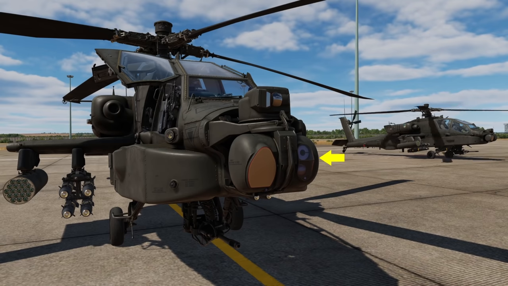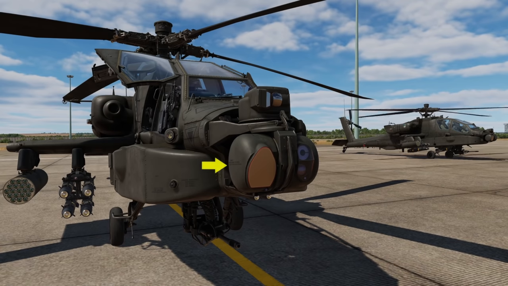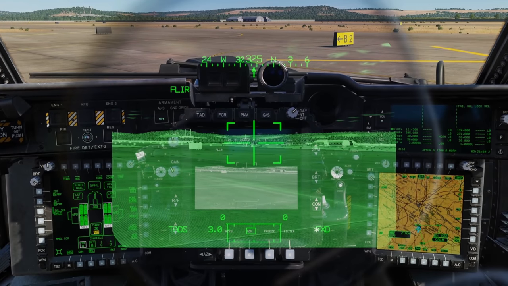First thing I want to talk about is the sight versus sensor, and I know that sometimes this can be confusing. It was sort of confusing when I was going through training. Just think of it this way: a sensor is how you see, and a sight is how you aim. And so understanding that the TADS could be used as a sight and a sensor is important.